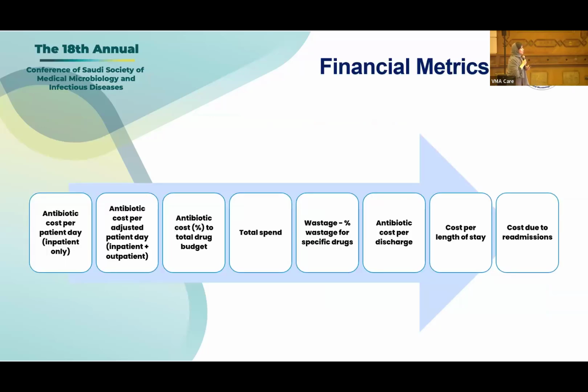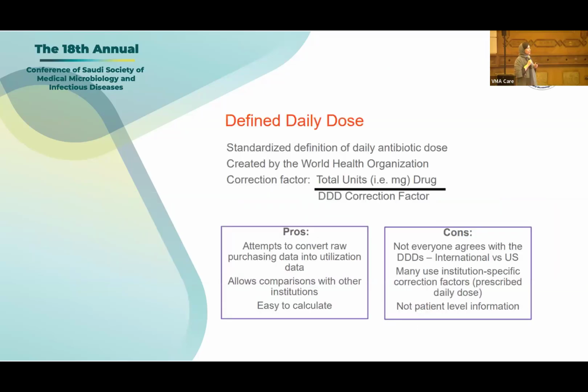So financial measures, or financial metrics, let's say, are something that is easy to measure. We can measure antibiotic costs per year, antibiotic total spend as well, wastage, cost per discharge, cost due to readmission, cost through shortening length of stay. So we can measure this. However, it's more difficult when we come to the more clinical approach.